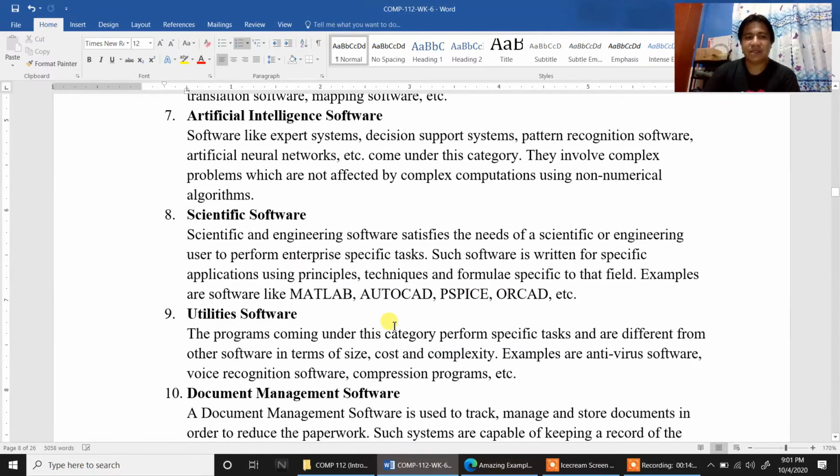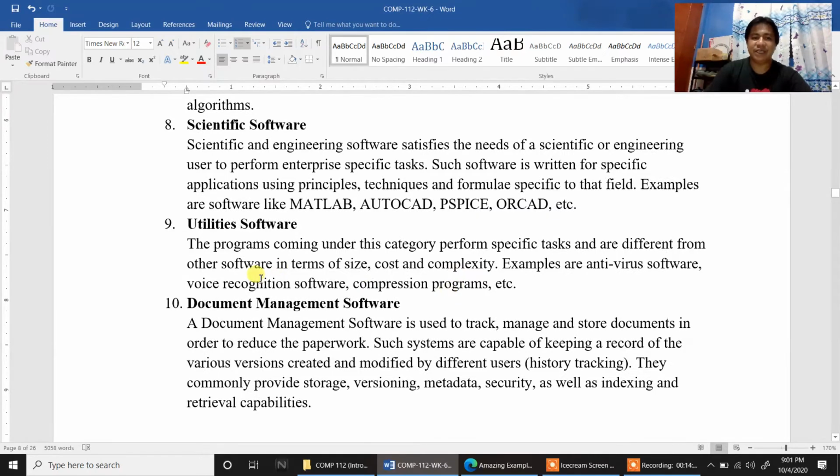Then we have scientific software, like AutoCAD, MATLAB, PSpice, and OrCAD. These are the engineering software needed by the engineer. Actually there are lots of them, so they cannot be listed one by one, because every field of engineering uses different scientific software.